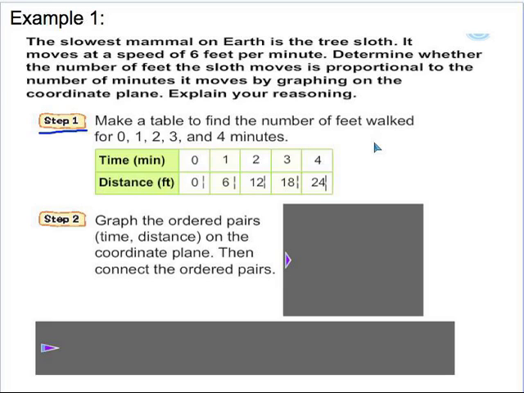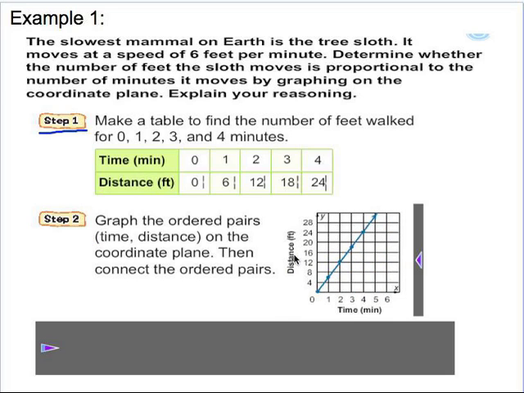So step 2 for this particular situation is going to ask us to graph the ordered pairs, time to distance, and then connect the pairs with a line. Now, I know that I always put time on the x-axis. We'll talk more about this when we get to independent and dependent variables, but for now we want to remember that time always goes on the x-axis. And you'll notice that the values on my y-axis, I have scaled my y-axis by 4s in order to fit all of my data points in. So my y values have been scaled by 4s.